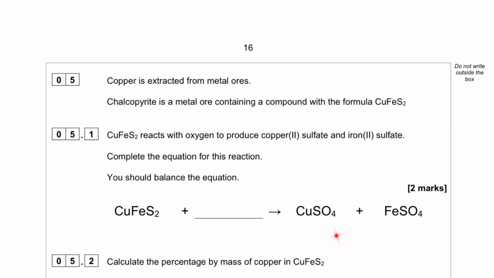What's left is oxygen. There are 4 oxygen here and another 4 here, a total of 8 oxygen, and for the reactant, none. But oxygen exists as diatomic, so we can write the oxygen as O2, but there are 8 of them, so we need to multiply that by 4. 4 times 2 is 8. And that's what's missing here.